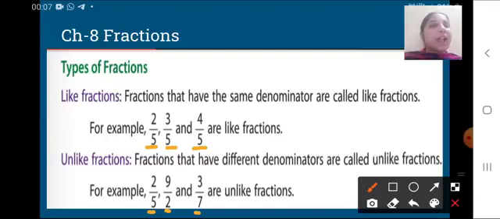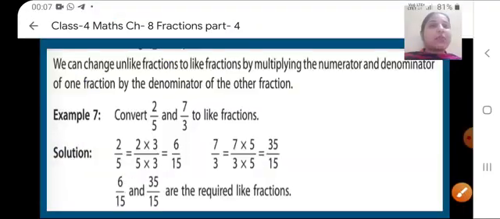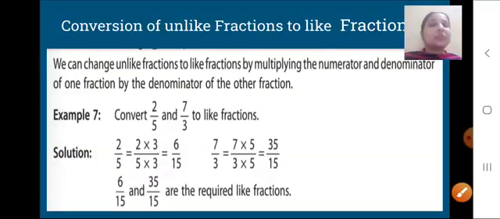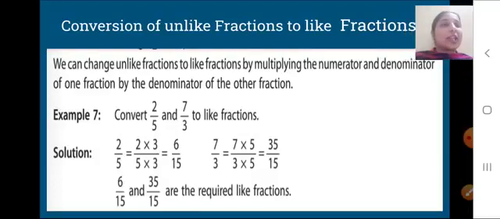So if the fractions have different denominators, then those types of fractions will be called unlike fractions. Okay? And those who have the same denominator are like fractions. Now the next one is, suppose children you have two fractions, they are unlike and you have to change them to like fractions. Then how to do that?